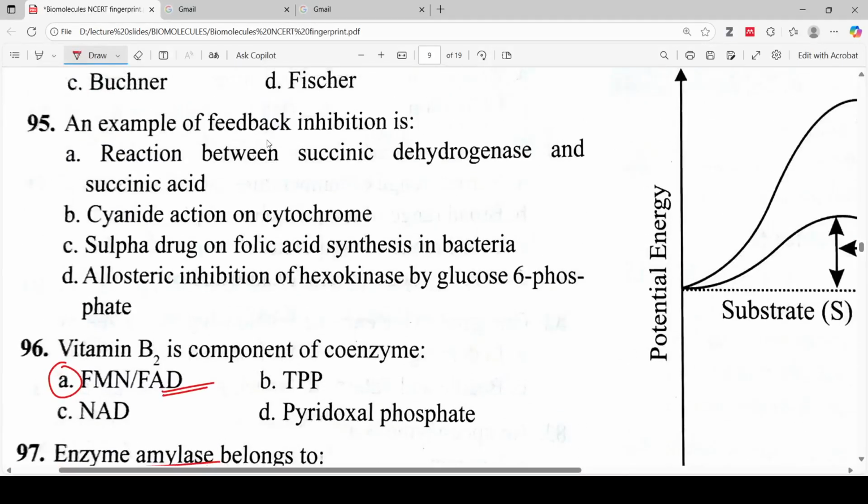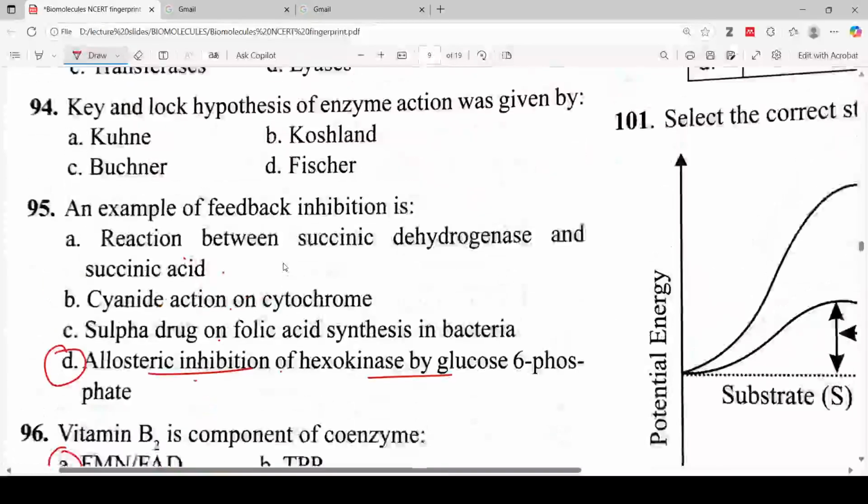An example of feedback inhibition is: reaction between succinate dehydrogenase and succinic acid, cyanide action on cytochrome, sulfa drug on folic acid synthesis in bacteria, or allosteric inhibition of hexokinase by glucose 6 phosphate. The correct answer will be option D, allosteric inhibition of hexokinase by glucose 6 phosphate. Next question.